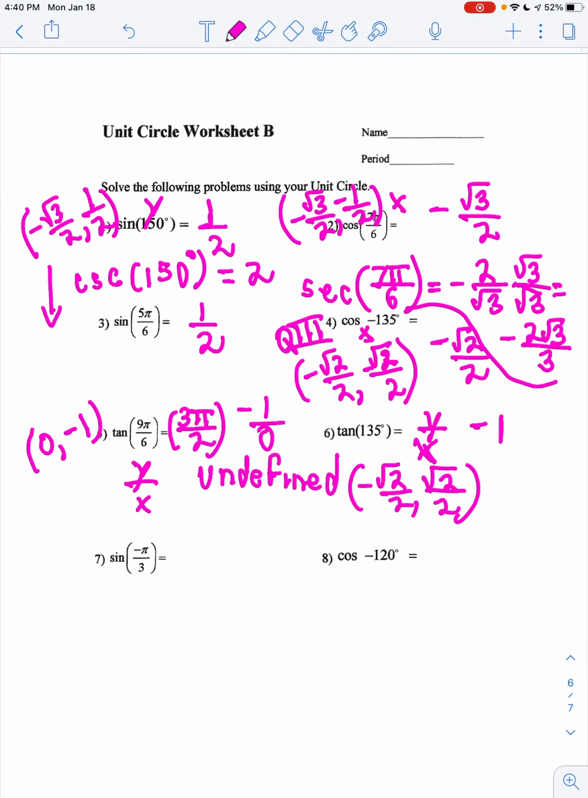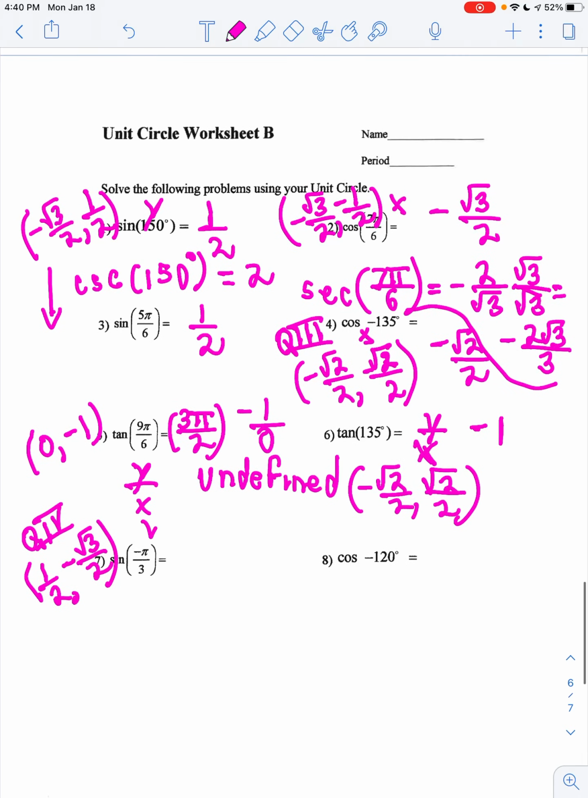Negative pi over 3. We're going clockwise. It's a multiple of pi over 3 in quadrant 4. So that means our ordered pair is going to have to be 1/2, negative square root of 3 over 2. Sine is y, so negative square root of 3 over 2.